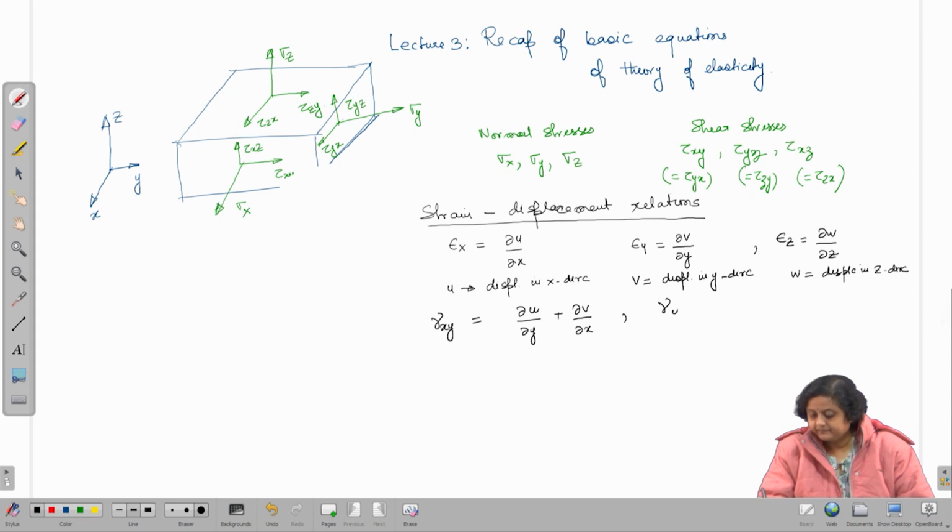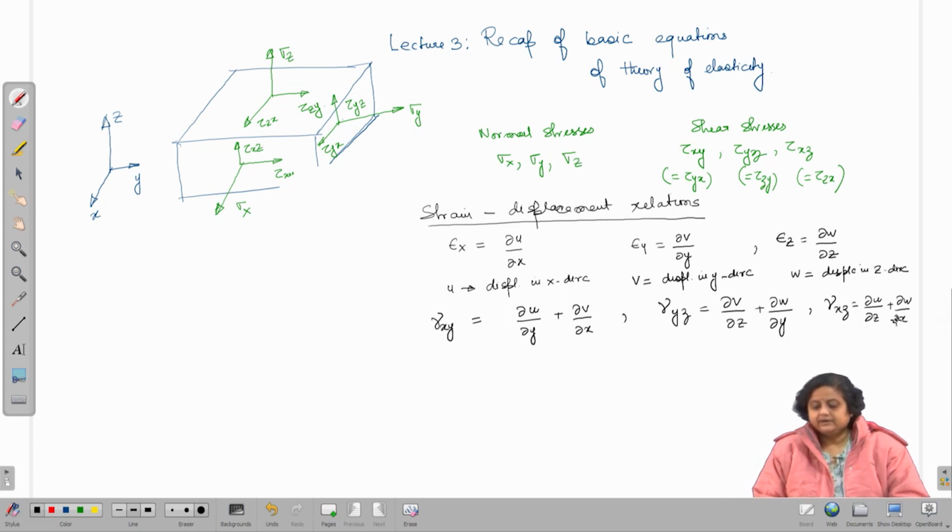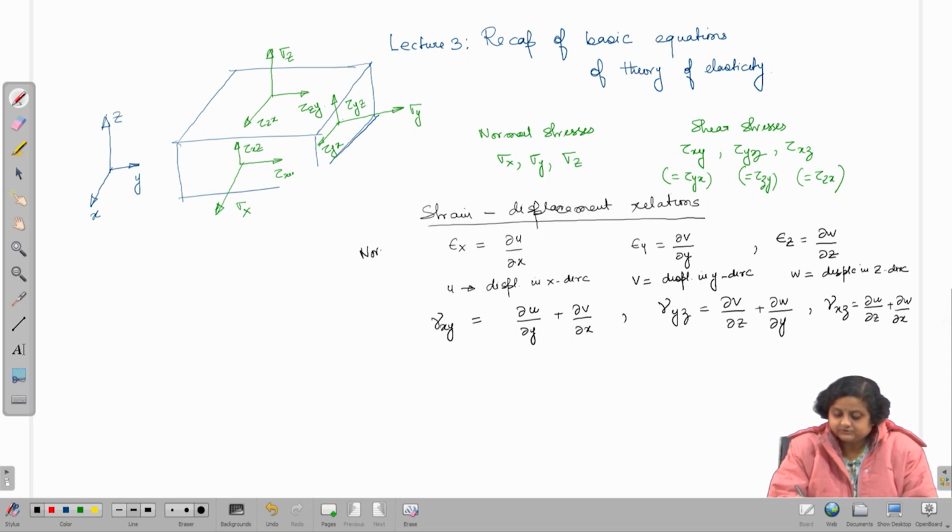Similarly, we have the other shear strains. So, these are the normal strains and these are the shear strains.